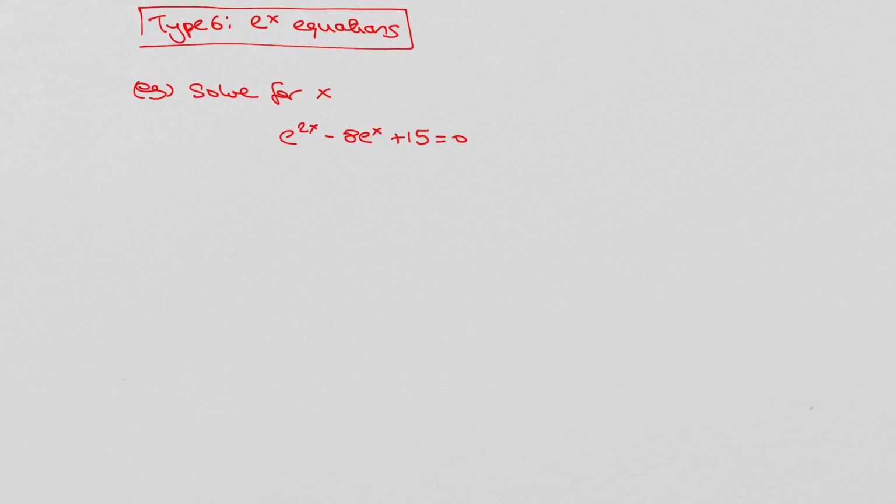Okay, so one last example of the next type, and then I'll set some questions. So for type 6, we have e to the x equations, where we're asked to solve for x. And here you can see we have e to the 2x minus 8 e to the x plus 15. Now, if you look very carefully at that, what you should notice is that this is a quadratic in disguise.